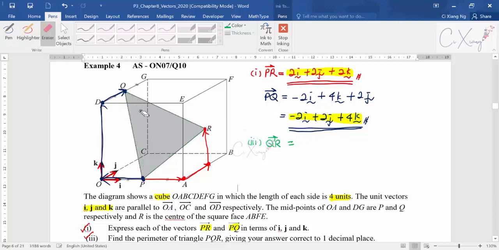So if you want to go through the diagram, then I will start from Q and then I want to go to R. So for me, I will choose like this. I will go in this way, which is in the positive I direction. Then I'm having 4I. Then from here, I'm going down. Then this is in the negative K direction with negative 2K. Okay, all right.